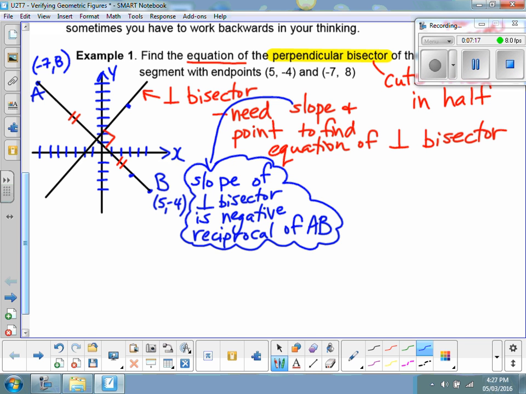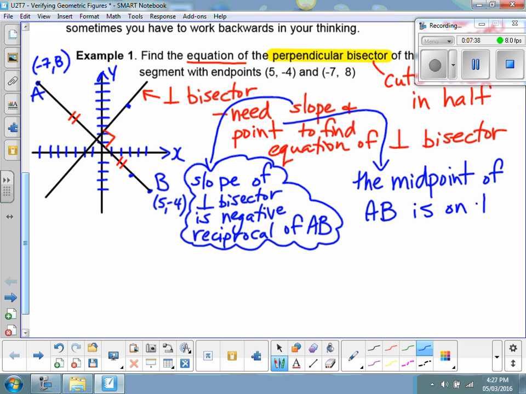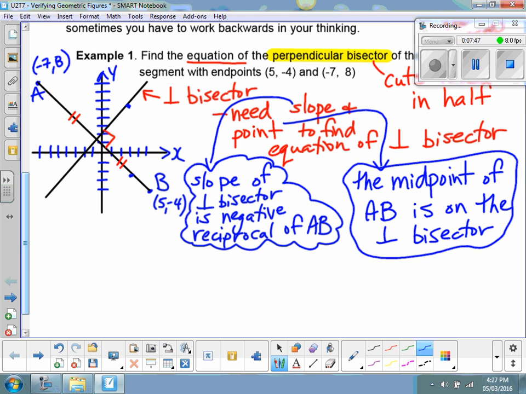Okay? The other thing we know is that if we're trying to come up with a point that is on the perpendicular bisector, the midpoint of AB is on the perpendicular bisector. So those are the two pieces of information that I need to come up with. Let's start with the slope.